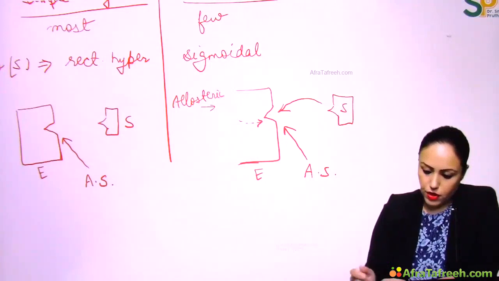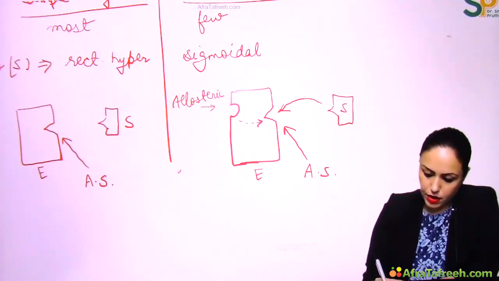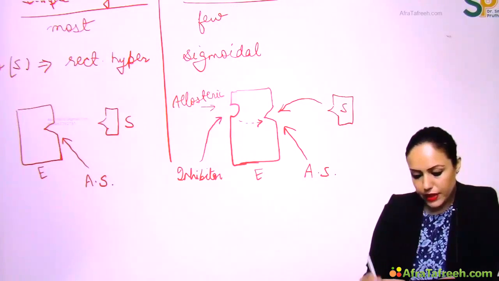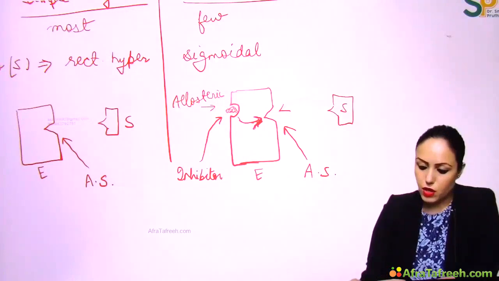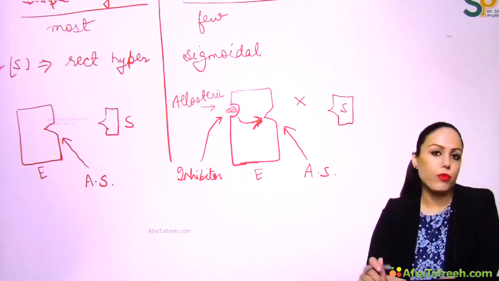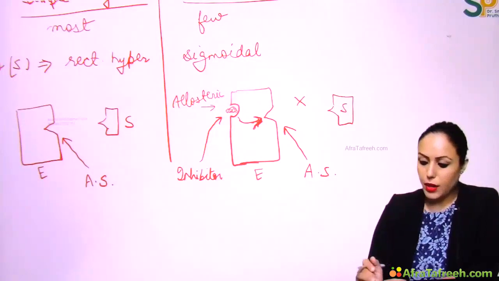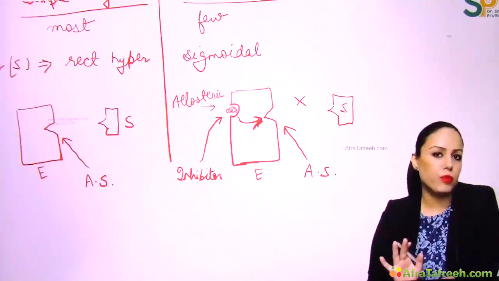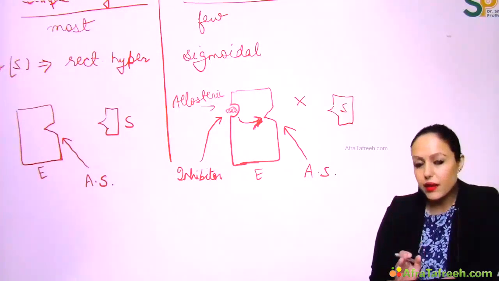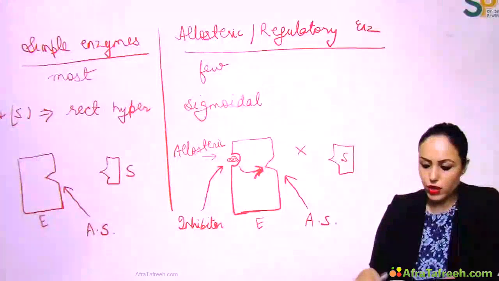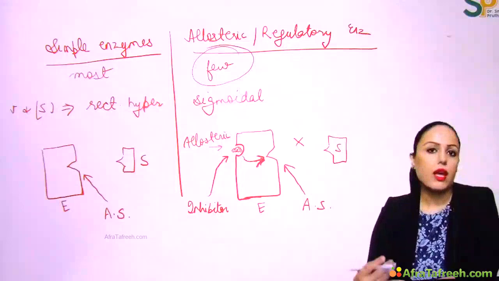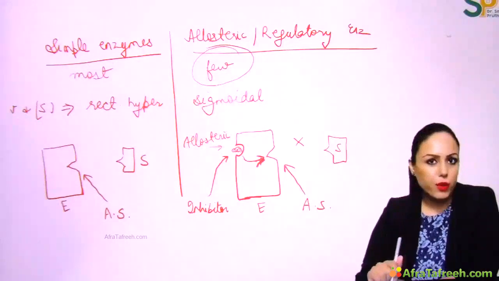Now, if inhibitor will bind, then what will happen? Inhibitor will bind at allosteric or regulatory site. This binding will induce changes in the active site so that now substrate cannot bind. So here binding depends on the absence of inhibitor, right? Only then the binding can occur if inhibitor is not there. So these enzymes, allosteric or regulatory enzymes, they are few in number and they are the regulatory enzymes of the pathway.